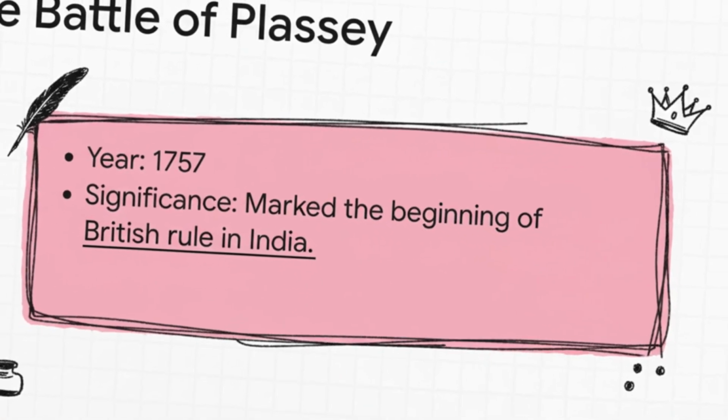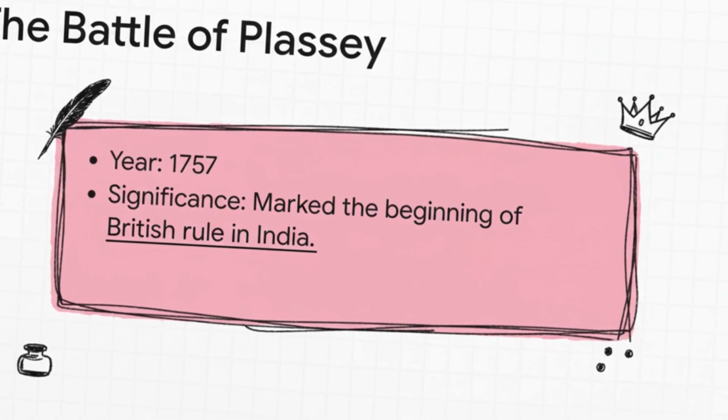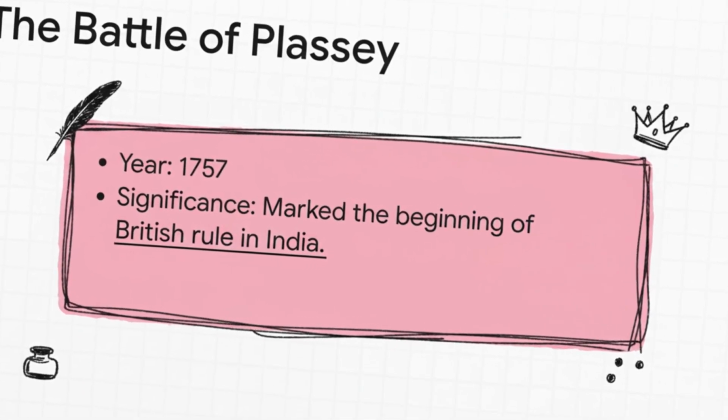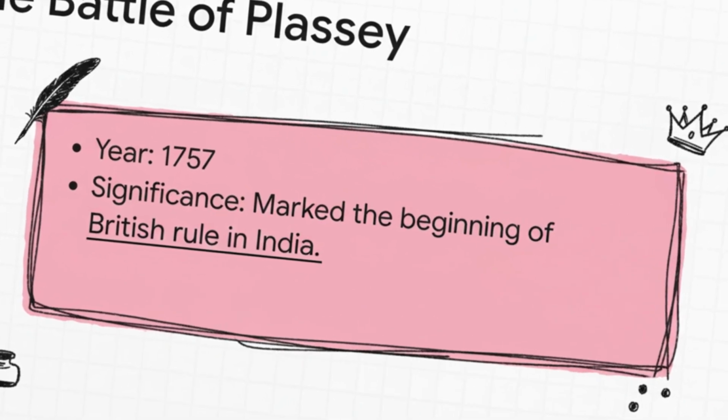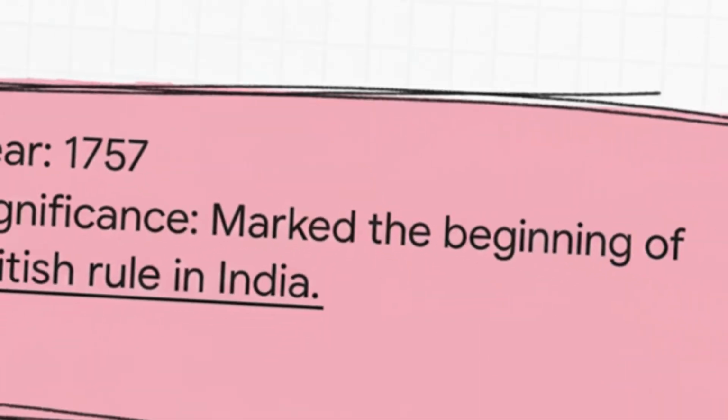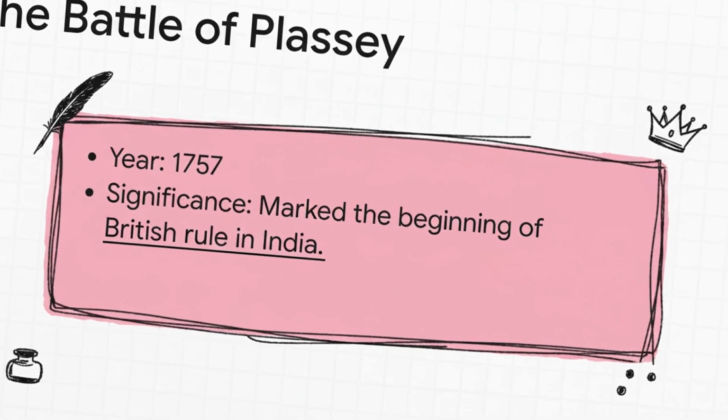1757. It's hard to overstate how important this one battle was. It was the pivotal moment that basically handed control of Bengal to the British East India Company. And it kicked off almost 200 years of British rule. I mean, talk about a moment that changed the subcontinent forever.